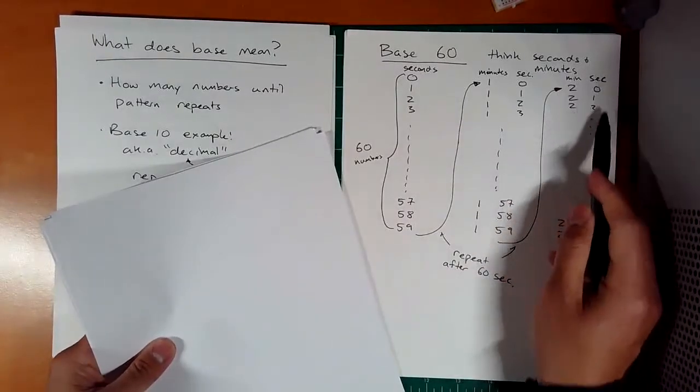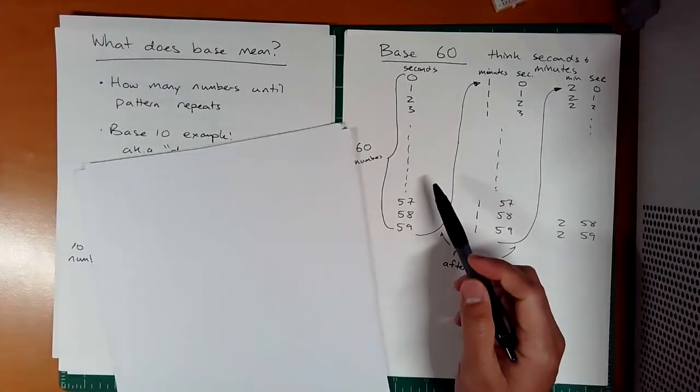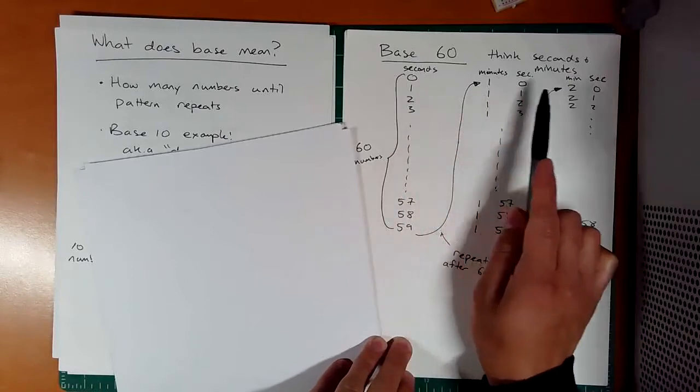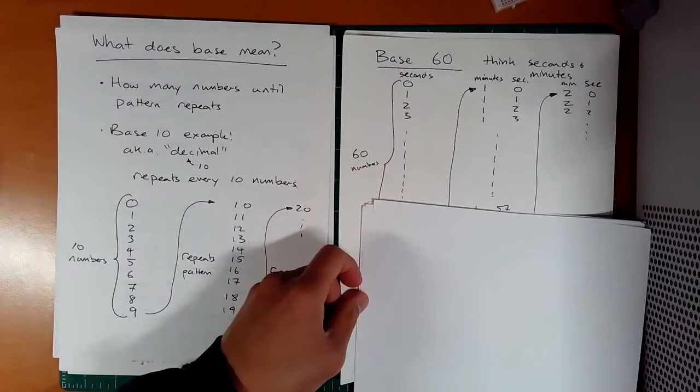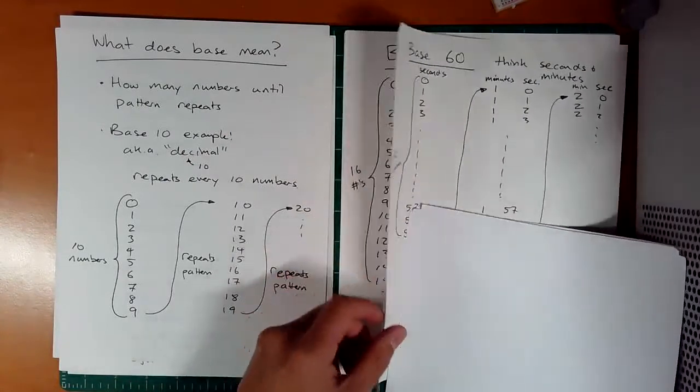You have 2 minutes and then 0 to 59. So base 60 is time, right? So seconds and minutes, right? We also have base 12 and base 24 if you think of hours and days and stuff like that.